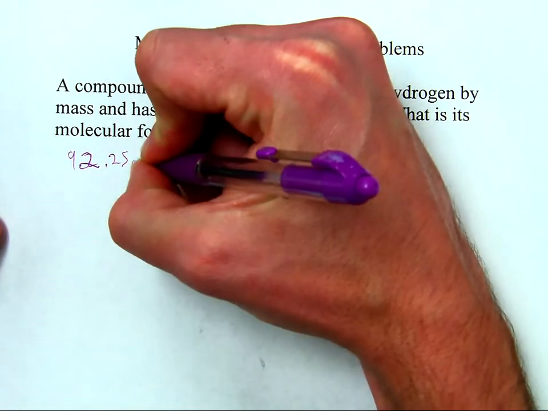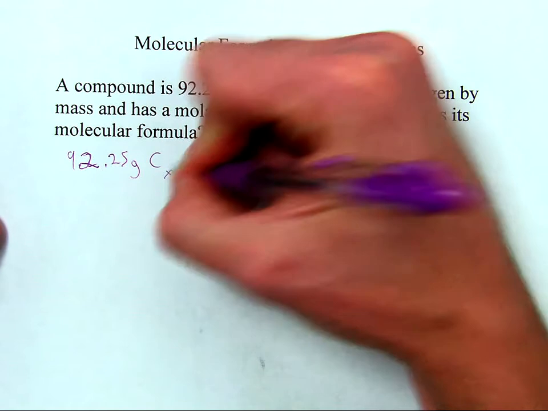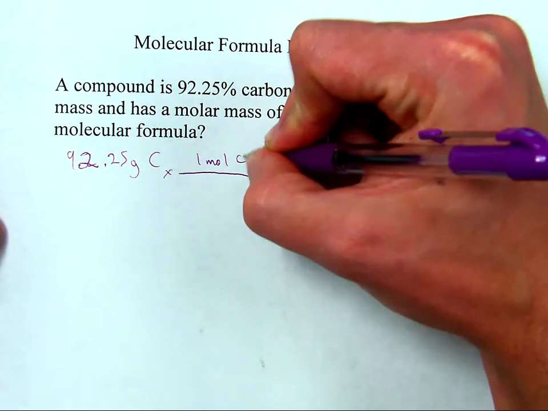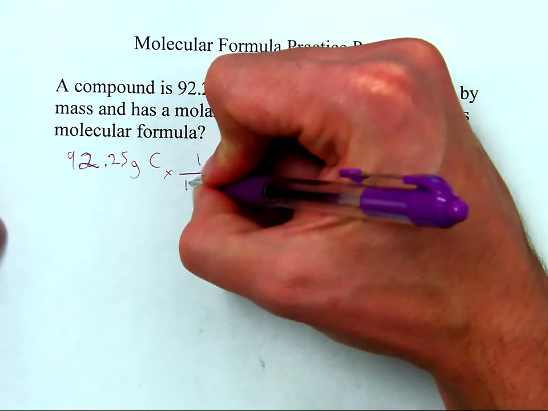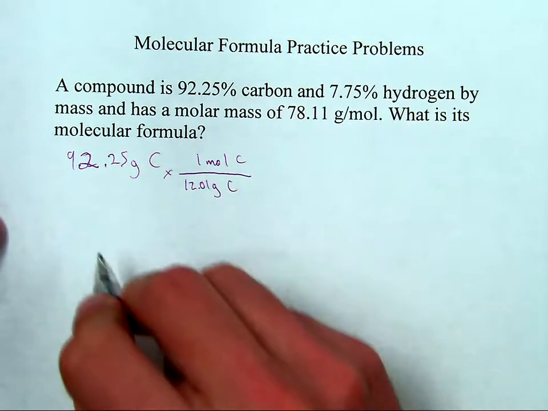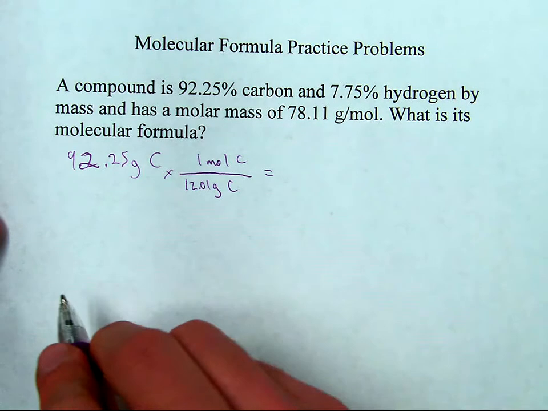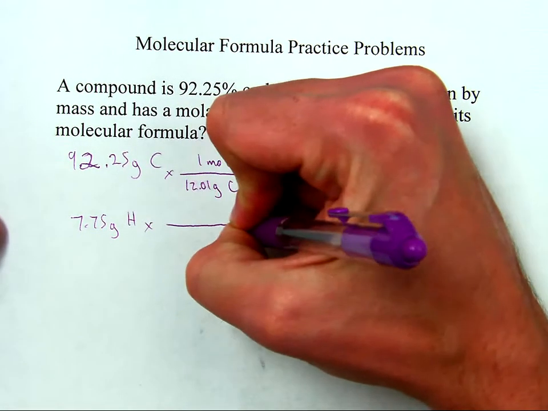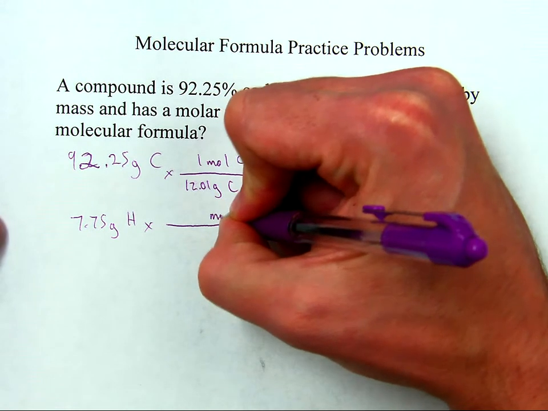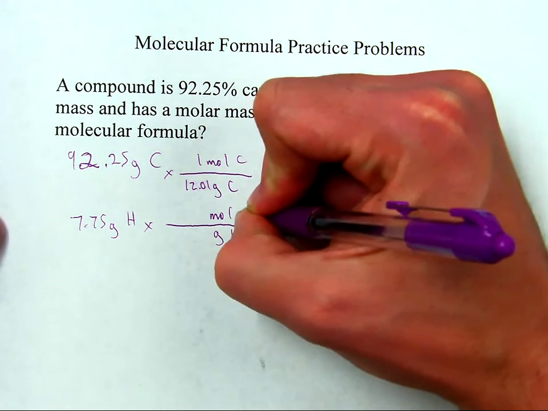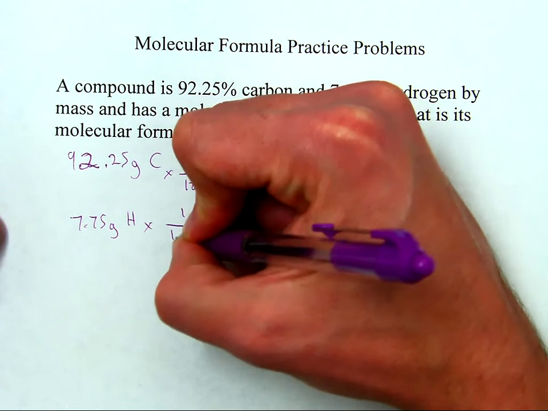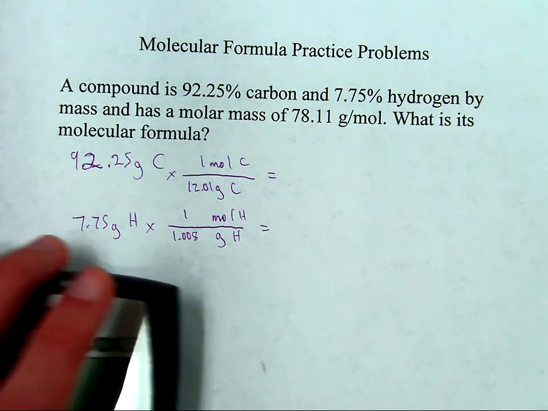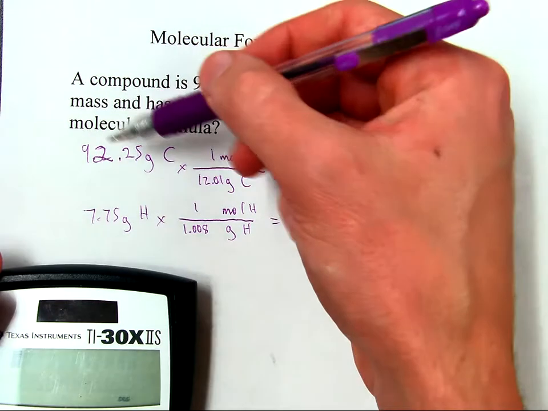92.25 grams of carbon, and we'll convert that to moles using the molar mass and labeling the elements as we go through. And before doing that on the calculator, let's do the other element as well, the 7.75 grams of hydrogen, also converted to moles. We'll use grams per mole. So 1 mole is 1.008 grams.